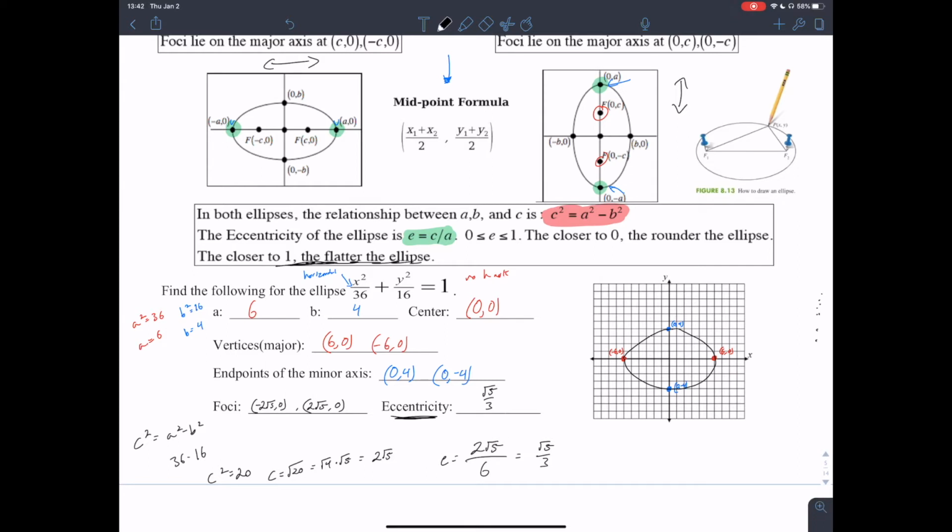Something I forgot to mention is we actually have to draw the foci. To draw the foci, I look at the original C value that I got, square root of 20. Then I think of a number close to that that I know how to get the square root of, like the square root of 25. The square root of 25 is 5, so that means the square root of 20 has to be a little less than 5.